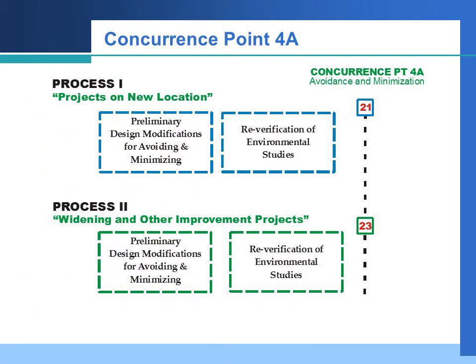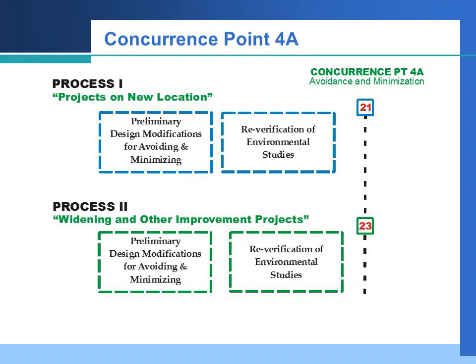This slide depicts a snapshot of the specific steps associated with building from Concurrence Point 3 to Concurrence Point 4A for processes 1 and 2. Concurrence Point 4A for processes 1 and 2 looks to continue with avoidance and minimization for the preferred alternative and the documentation of all the steps taken to avoid and minimize impacts.